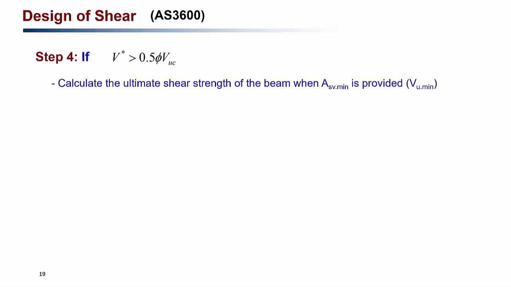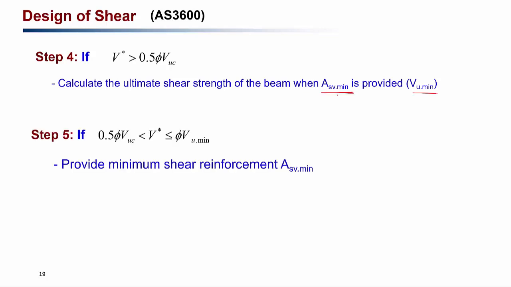Now, after checking that, if V star is greater than 0.5 Vuc, then we need to provide a shear reinforcement. But we need to check whether minimum shear reinforcement would be enough. So to do that, calculate the ultimate shear strength of the beam when minimum shear reinforcement is provided. Now, in step 5, if V star, the shear force, is less than phi Vu.min but greater than 0.5 Vuc, that means you need to provide the shear reinforcement, but the minimum shear reinforcement would be enough.